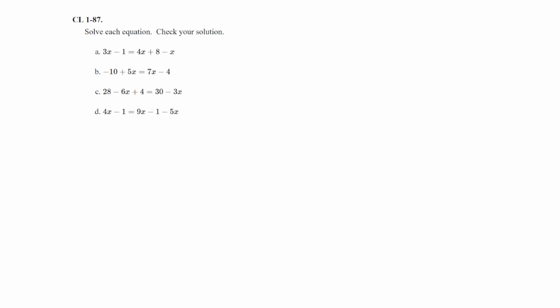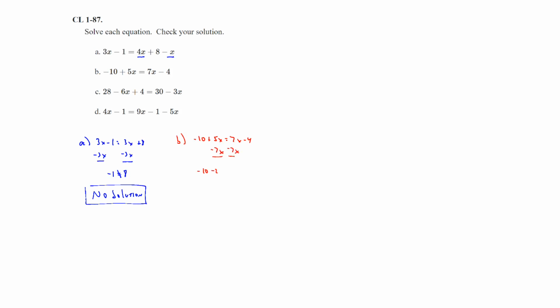Question 87, solve each equation and check your solution. So on part A, we have 3x minus 1. I'm going to simplify as I write it. So 4x minus x is 3x plus 8. We're going to get the variable term on one side. And by doing that on this one, we actually get both terms to cancel out, and we're left with a statement that is not true. So that means no value of x will ever be able to solve this equation, and it is a no solution. On B, we have negative 10 plus 5x equals 7x minus 4. So I'm going to go ahead and subtract 7x.